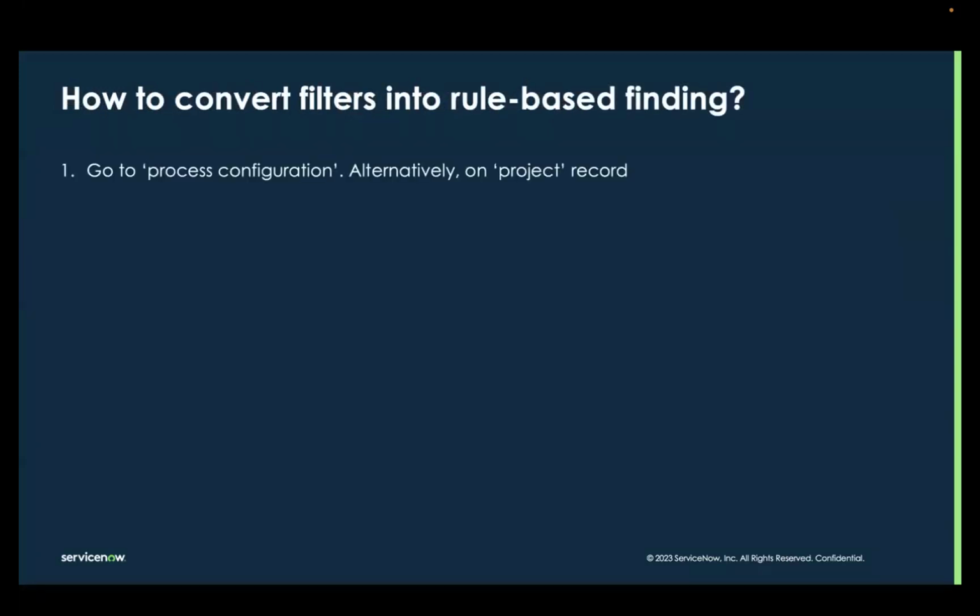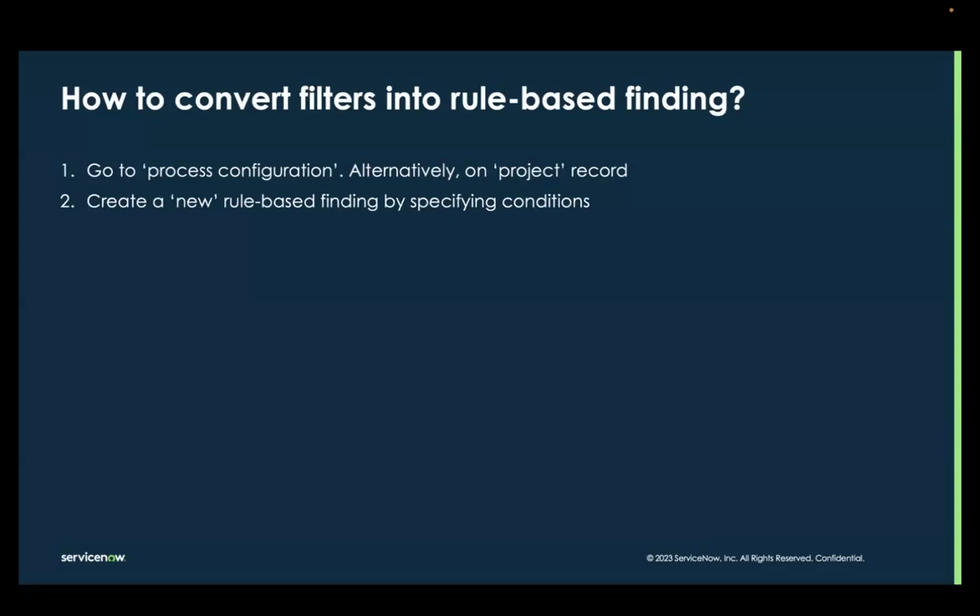When I'm showing you the demo today, all I'll be doing is following these 5 steps. First, I'll go to the process configuration record. You could alternatively go to your project record, but then you cannot share it with other projects. You can only use it in your own suite project. So it's better that you go to the process configuration record and create this rule-based finding.